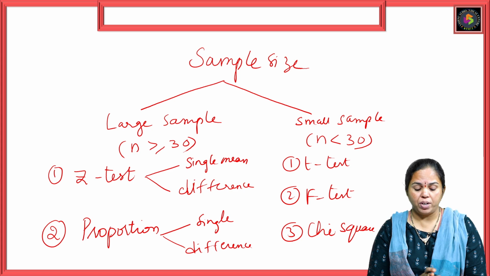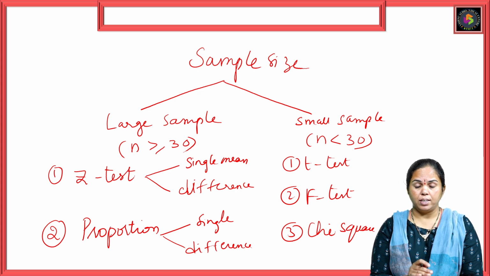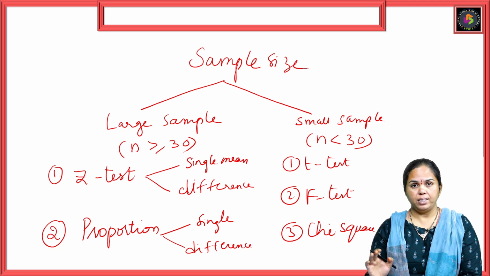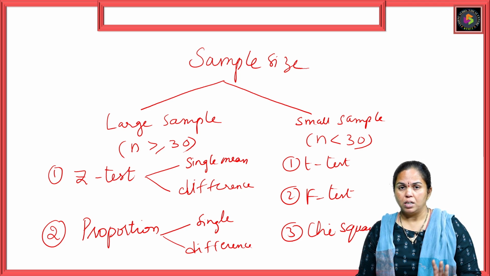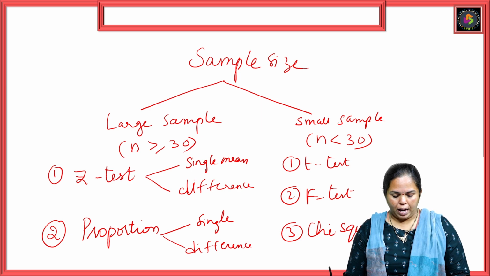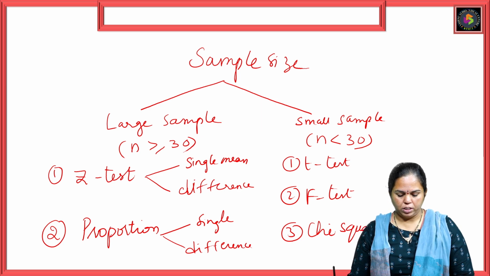This is a small picture of what we have in this unit. In large sample we have two tests, Z test and proportion. In small sample we have T test, F test and chi-square. The T test can be characterized into three parts: single mean, paired mean and difference of means. As of now we will discuss the Z test.